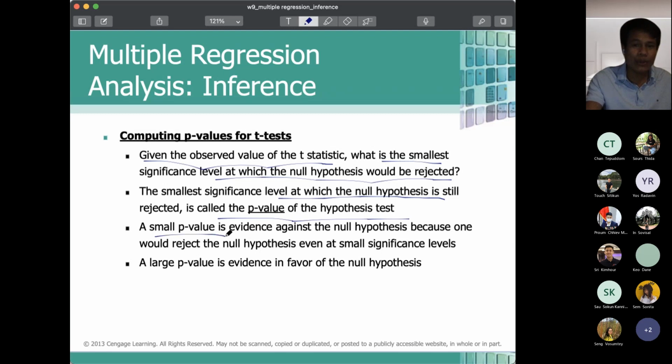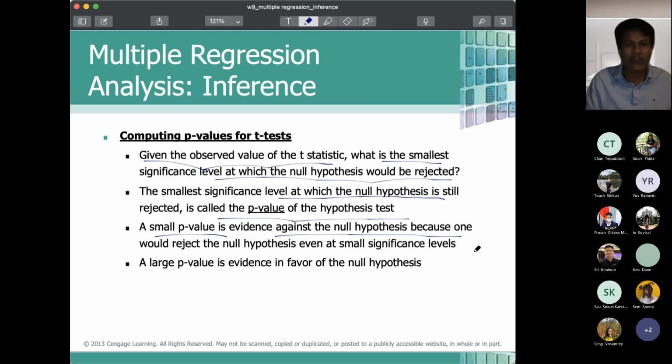A small p-value is evidence against the null hypothesis, because one would reject the null hypothesis even at a small significance level. What it is saying is that if you find a p-value of, for instance, 0.06, and your significance level, let's say alpha, is 0.05, then you can simply compare the p-value with the significance level that you selected. So you don't have to find the critical value.